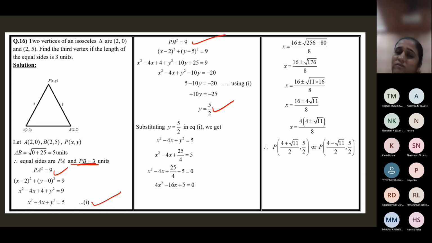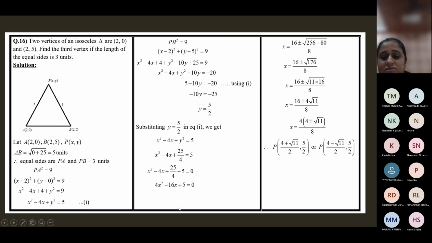So what will you do next? You have to find x, no? So you will substitute y is equal to 5 by 2 in this equation 1. And when you do that, you get a quadratic equation in x. You're not able to find the value of x. You get a quadratic equation in x. And you're not able to solve this by splitting the middle term. So you have to use the quadratic formula.